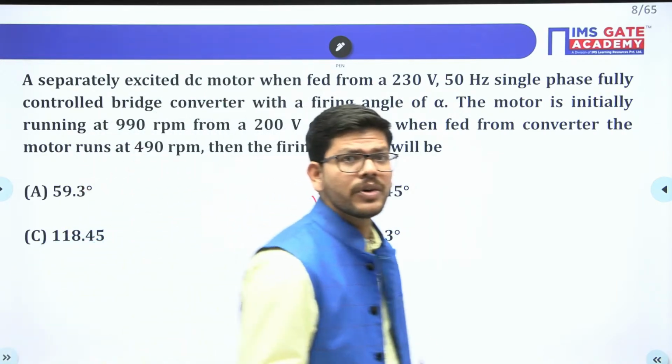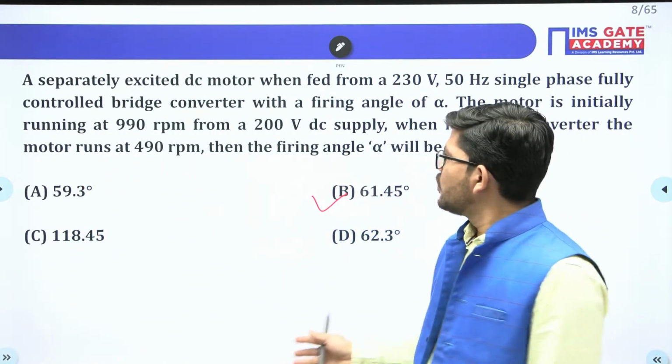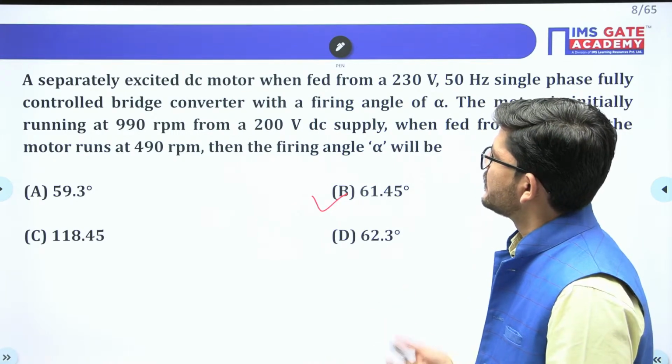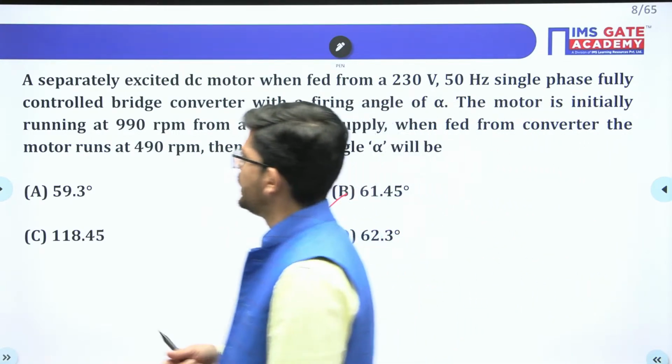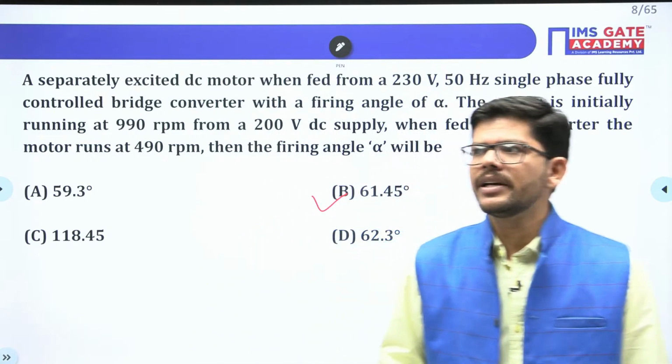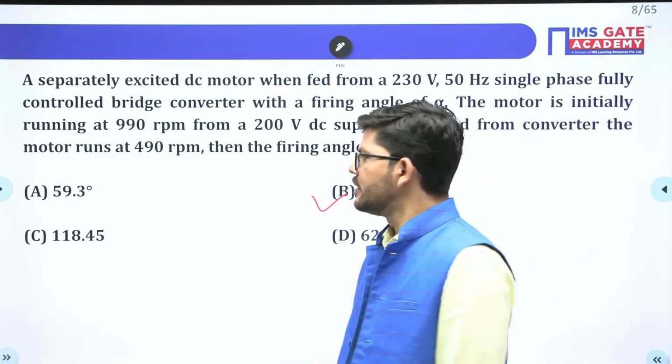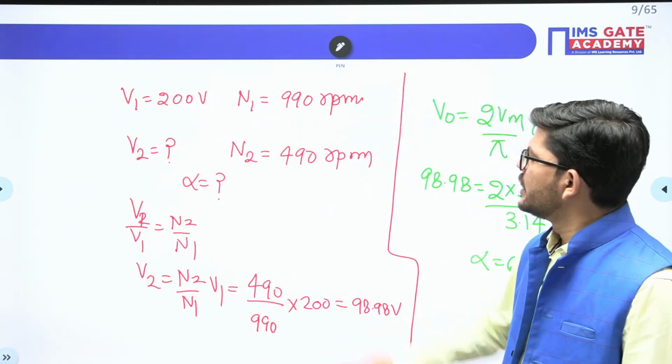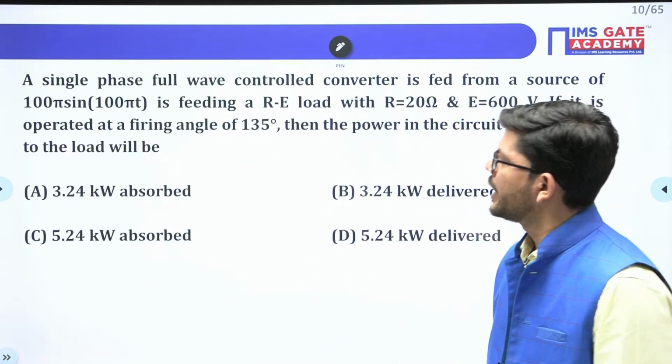This is a very good question. Initially the motor is operating at some voltage and it has some speed. Now it is operating at some other speed when fed from the converter. Now we have to calculate the firing angle. So this is how we can solve this particular problem, guys.